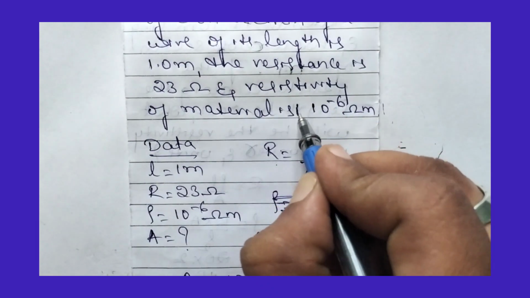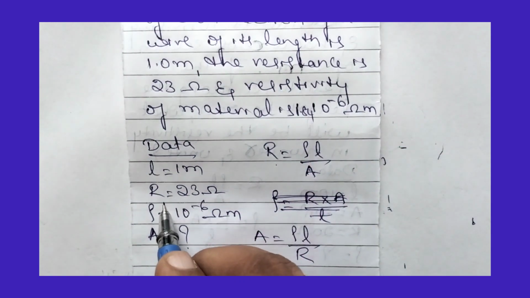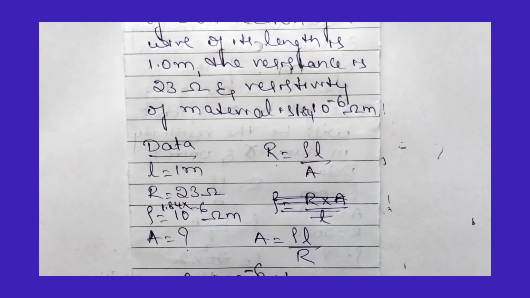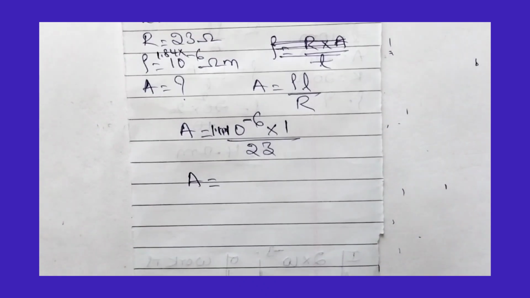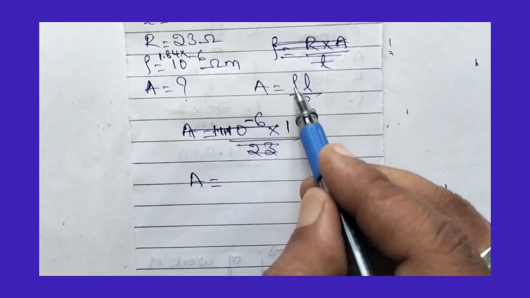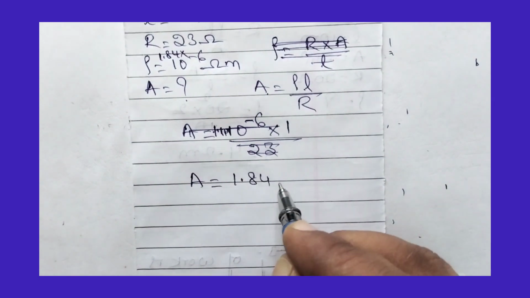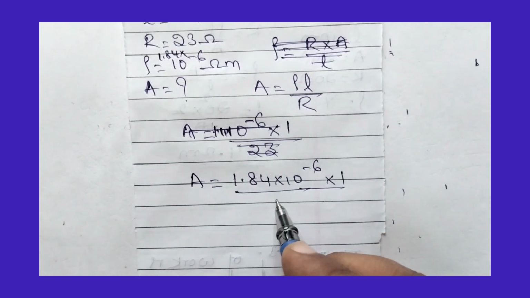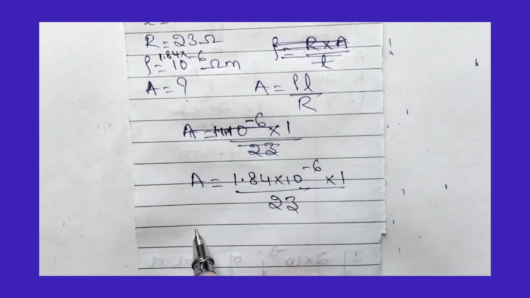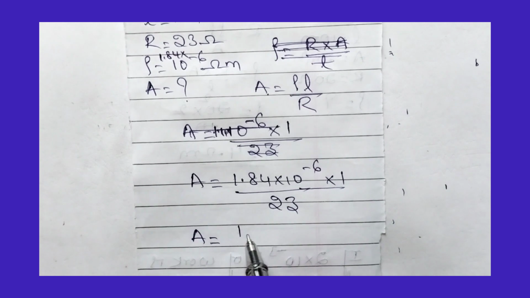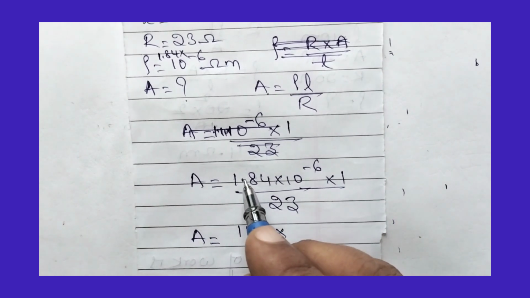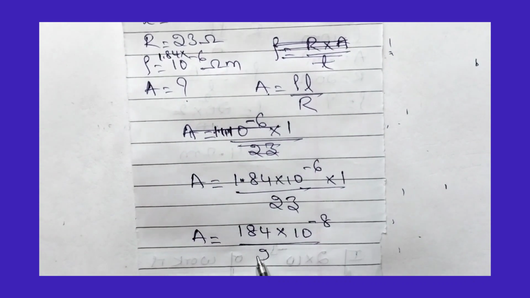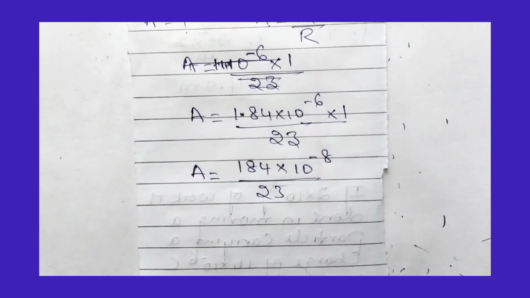So area is equal to, here the resistivity is 1.84 into 10 to the power of minus 6, into length is 1, divided by resistance which is 23. So area is equal to, remove the point here, it will become 184 into, since there are 2 digits after the point, make it 10 to the power of minus 8, divided by 23.